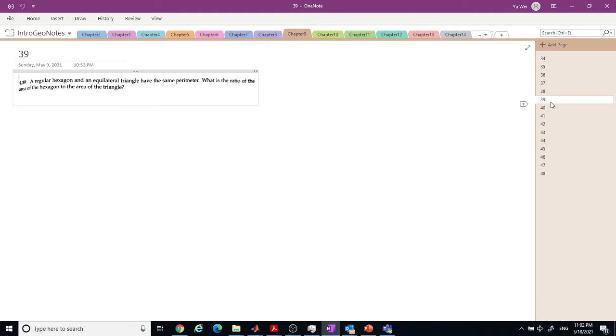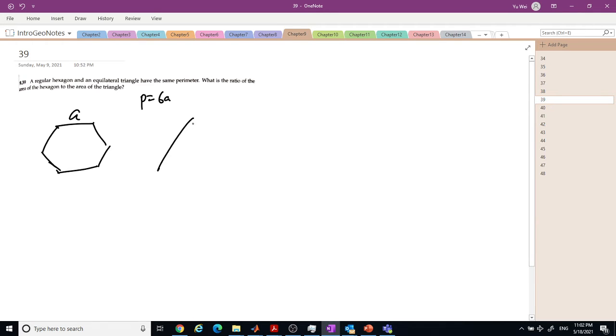Okay, next. We have a regular hexagon and an equilateral triangle with the same perimeter. So let's draw a regular hexagon. Its perimeter equals 6a, so we know this side is a. Now we know the equilateral triangle's side is 2a.